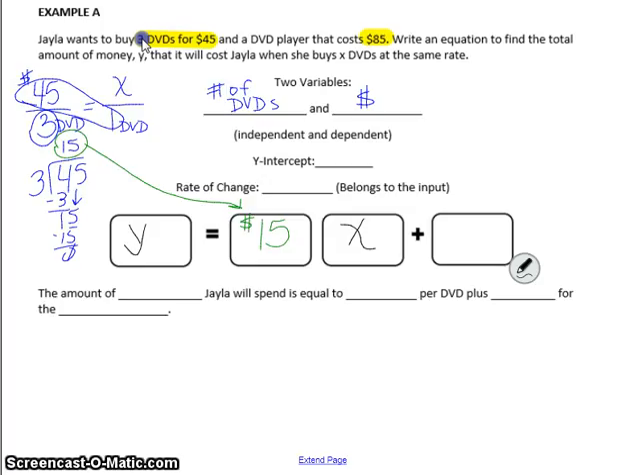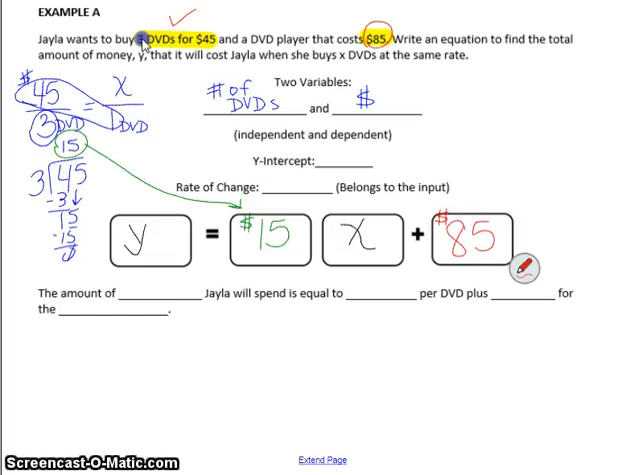And so that last box, if I've already talked about the 3 DVDs for $45, I can check that off. I've already done that. The only other number that's left is this $85. So I know that 85 is my y-intercept. So my equation is y is equal to $15 times the amount of DVDs that I'm going to buy plus the $85 for that DVD player.